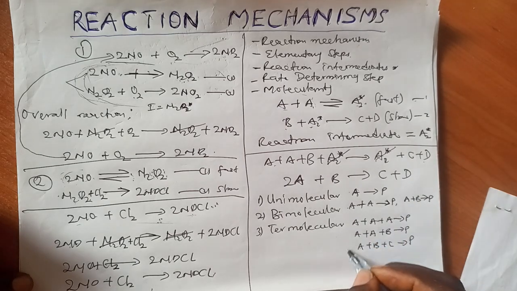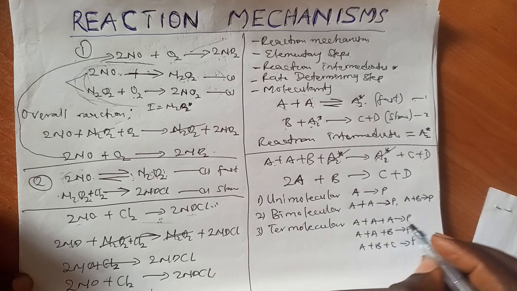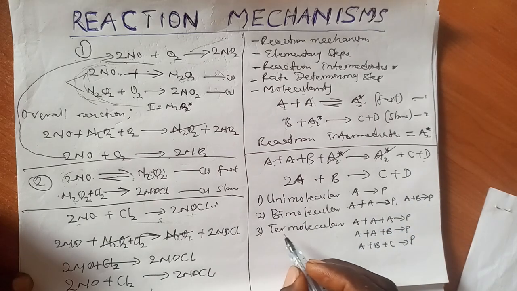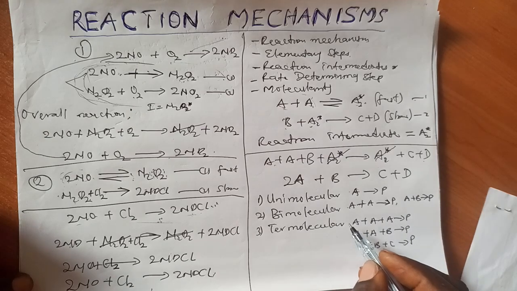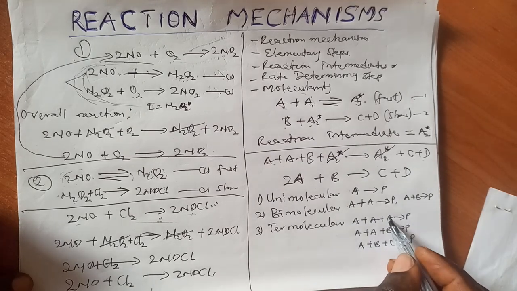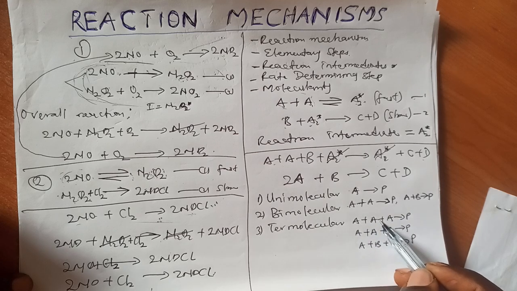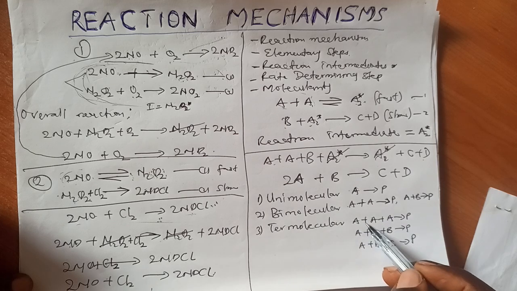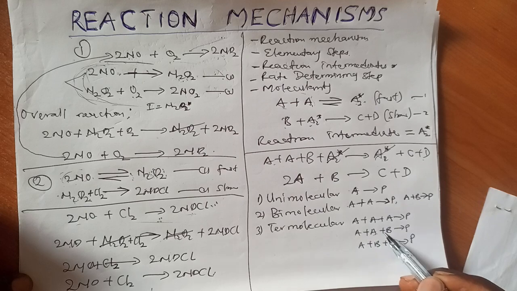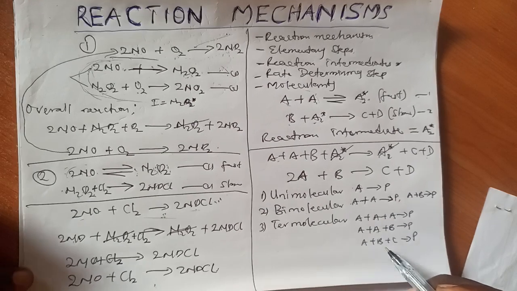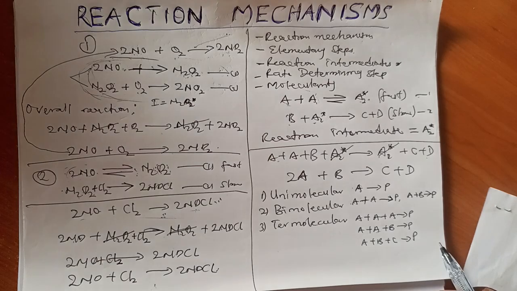In all of these, it is termolecular. With respect to the unimolecular, when you add everything, it is termolecular. Why? Because three reactant molecules are participating here. The difference is that in the first, the three reactants are the same. Here, two of the reactants are the same, while one is different. Here, the three are actually different. I hope you understand this.